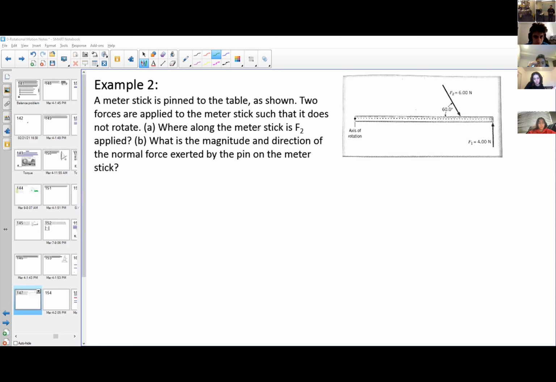Part A, where along the meter stick is F2 applied? So they're showing you that this force of 4 newtons is applied at 1 meter from the axis of rotation. It's at the end of the meter stick, so it's a meter away. But this one is a 6 Newton force at a 60-degree angle. And they're saying, where would that have to be so that the meter stick doesn't rotate? That's the question. Now, part B says, what is the magnitude and direction of the normal force exerted by the pin on the meter stick?